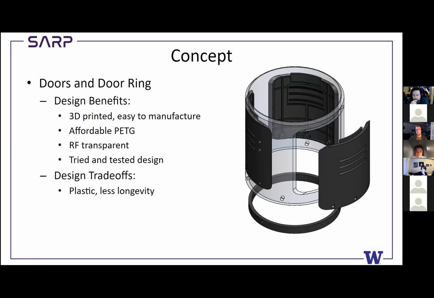We were going to do a little bit of testing last year, but we never got around to it. And it's tried and tested. This was on the rocket that won the competition. The design trade-offs, plastic. So we probably have to make new ones every year. It's not something that they could put on a new rocket if they wanted to.